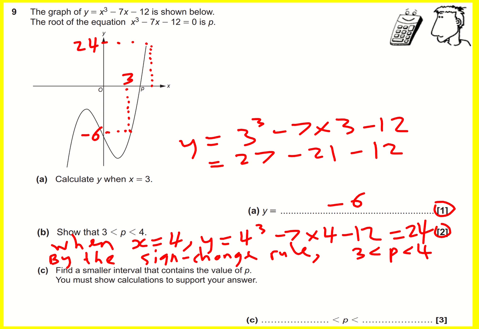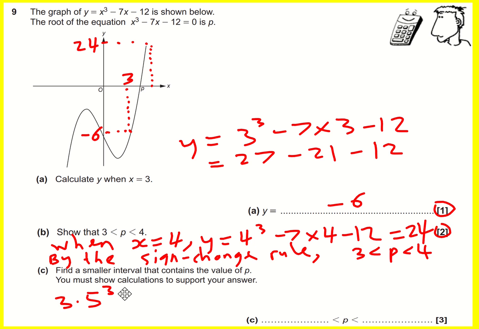Find a smaller interval that contains a value of p. You must show calculations to support your answer. Well, I think let's just go for a number in between and that will be enough. So let's try 3.5. That seems one to do, just halfway in between. This is kind of like a decimal search, essentially just narrowing it down where the root is. But it's not asking us to do that here, it's just testing our understanding.